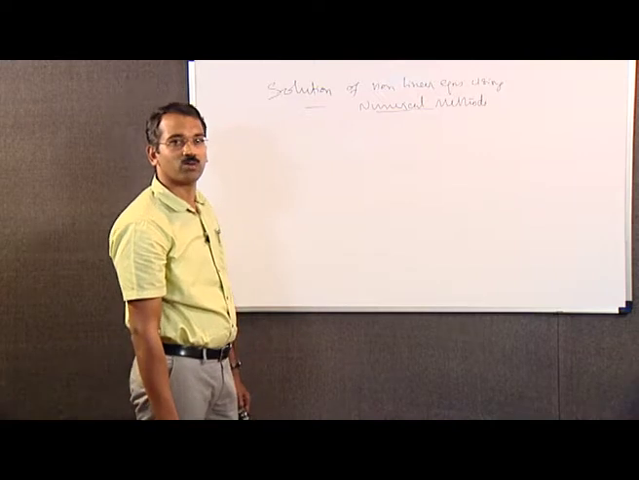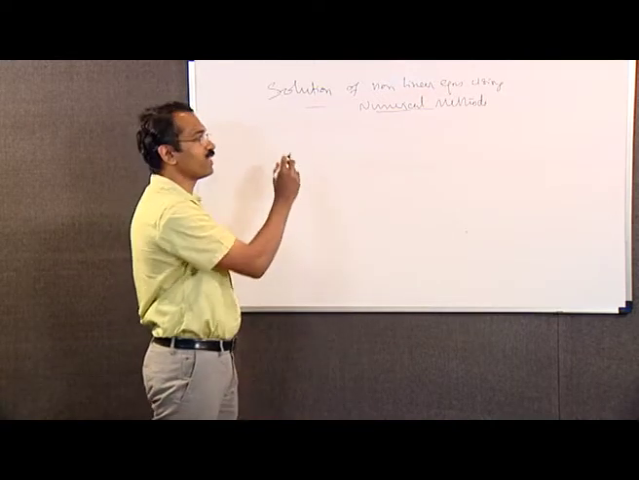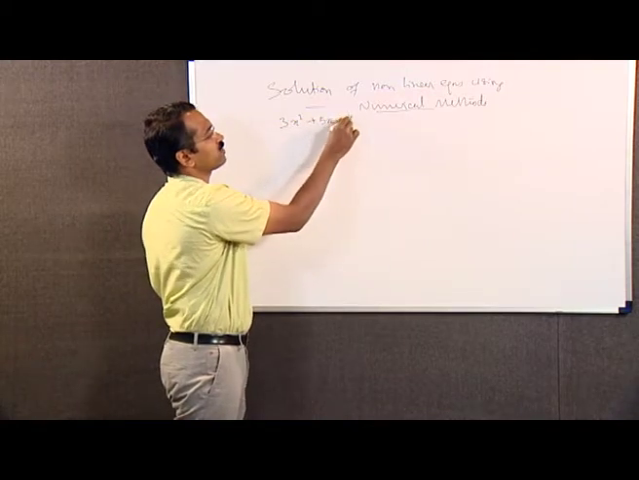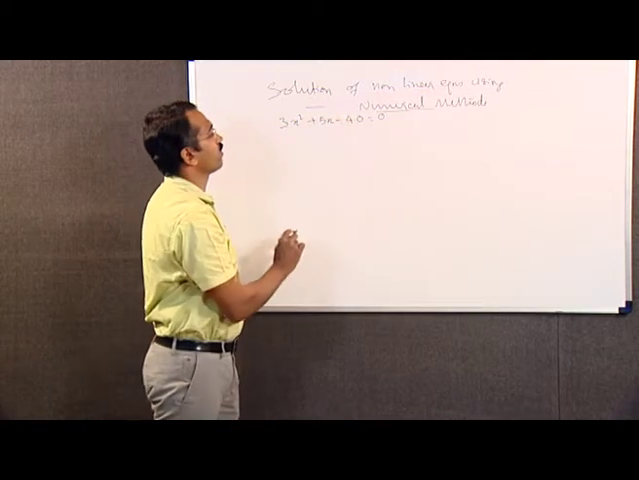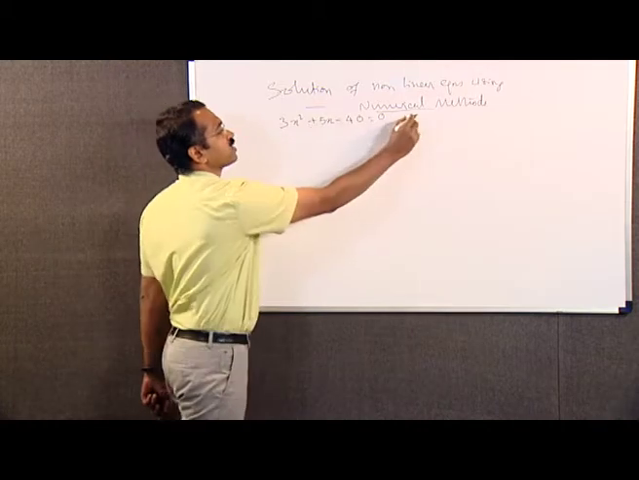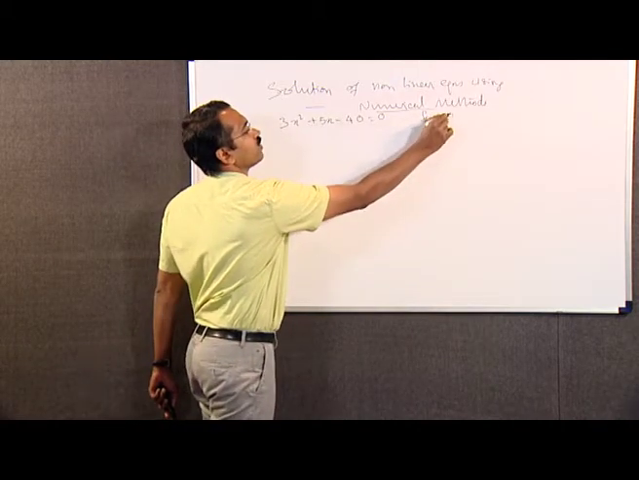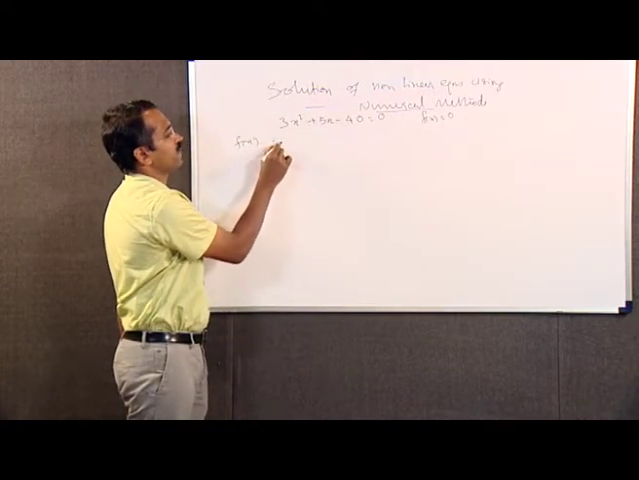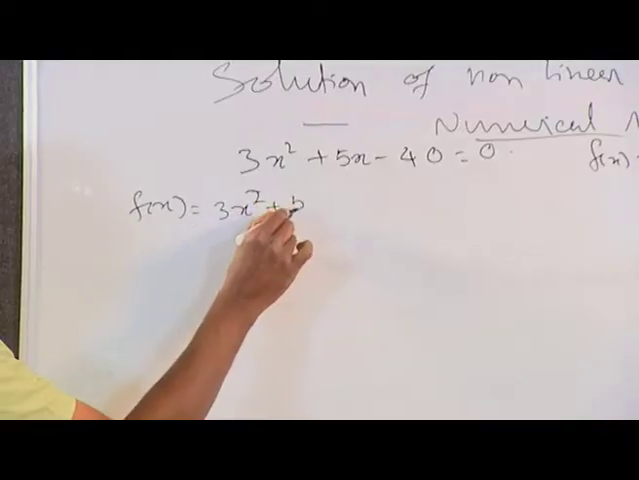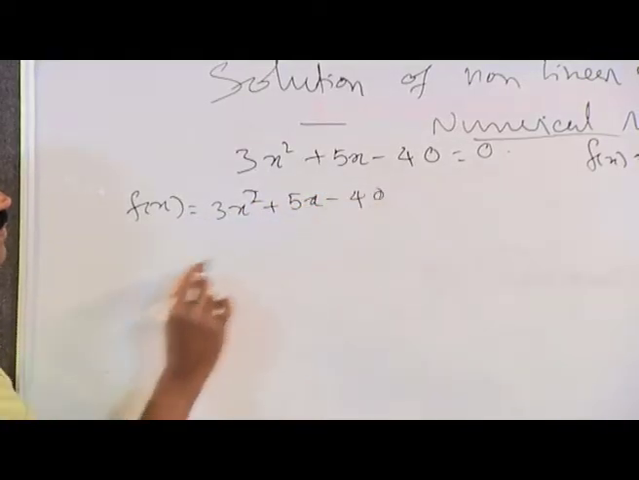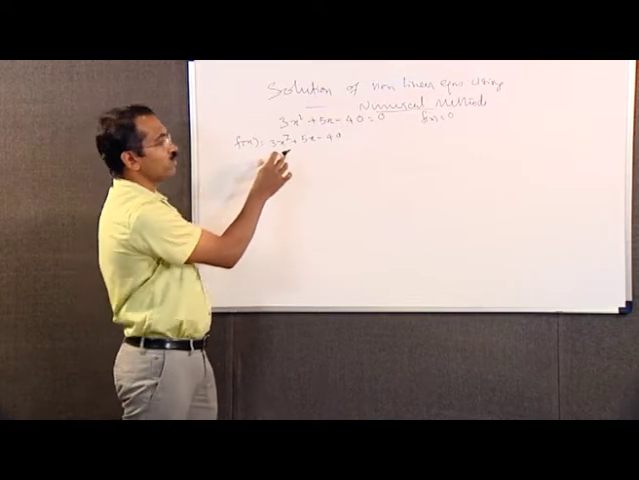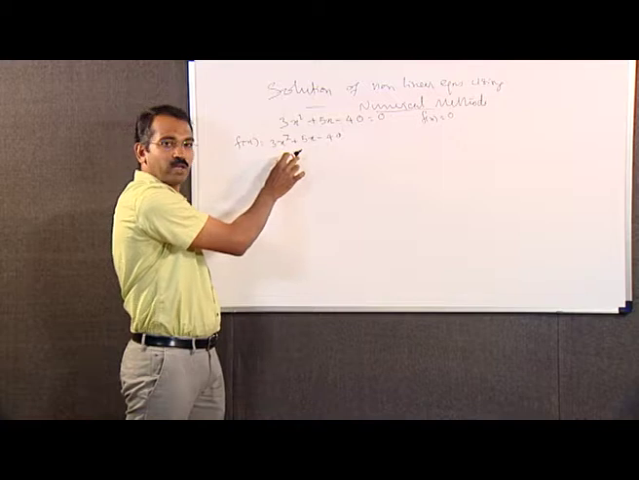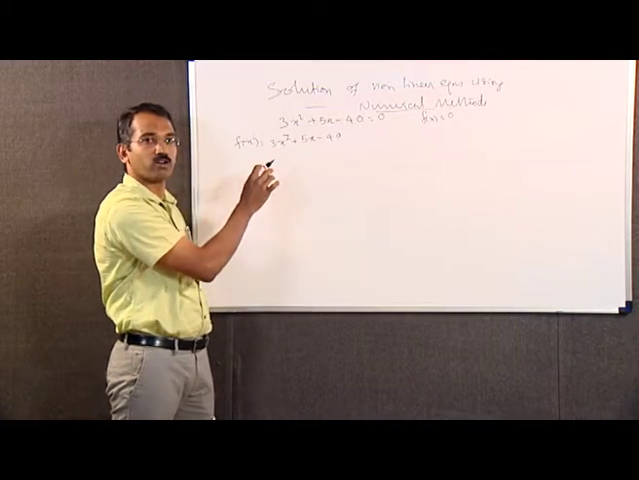Now, we have to work out a problem. The problem is find a real root of the equation 3x square plus 5x minus 40 is equal to 0, which is of the form f of x equal to 0, where f of x equal to 3x square plus 5x minus 40. Now, we will find out an interval of the form a b, where f of a and f of b are of opposite signs.